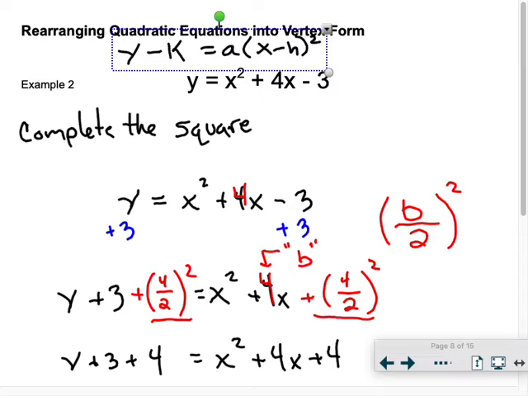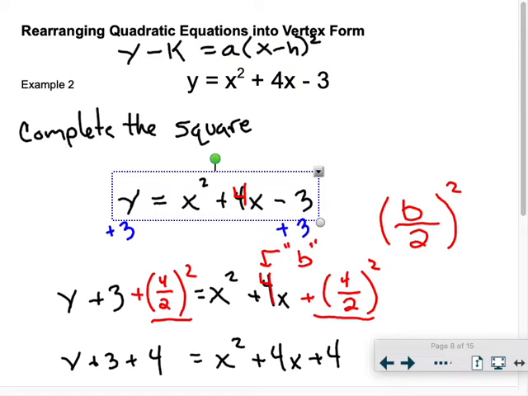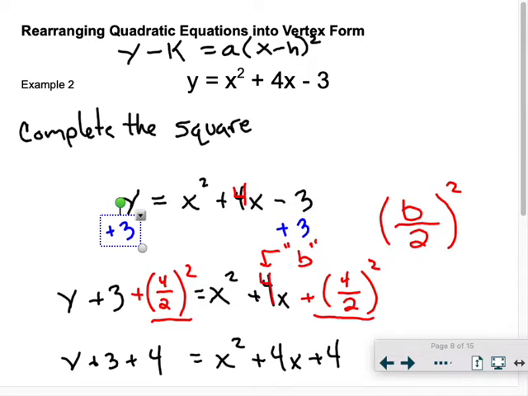So we need to complete the square. The way it works is you want to isolate the variable terms. That is the quadratic term, x squared, and the linear term, 4x. So we're going to add 3 to both sides to take that constant and push it on the left side of the equation there.